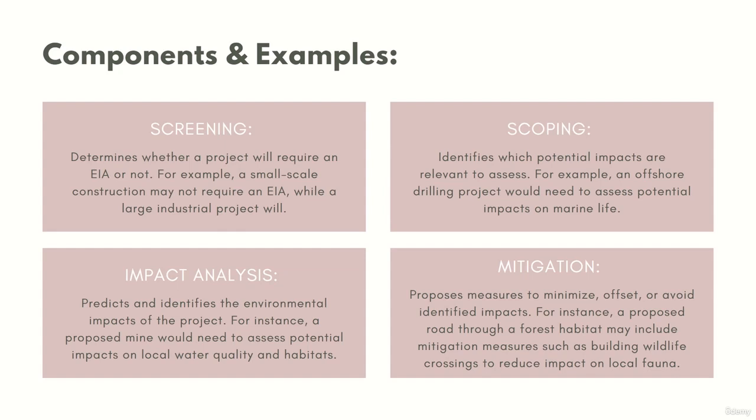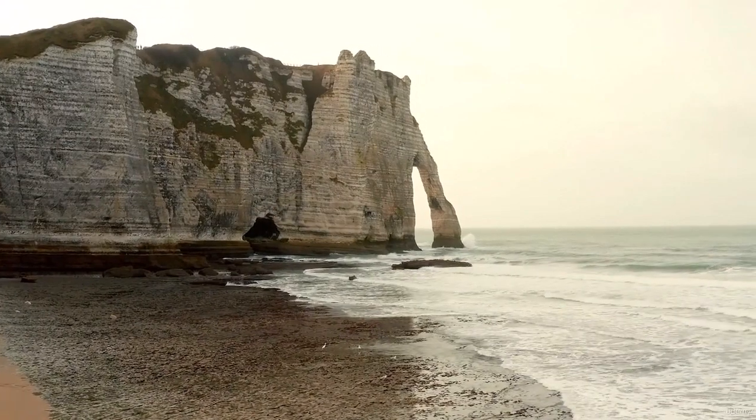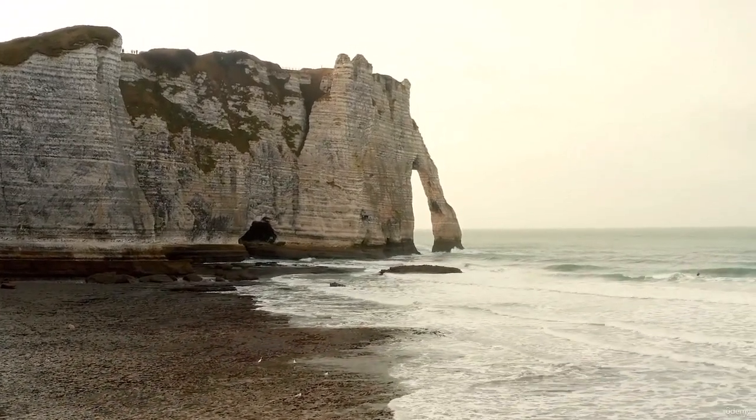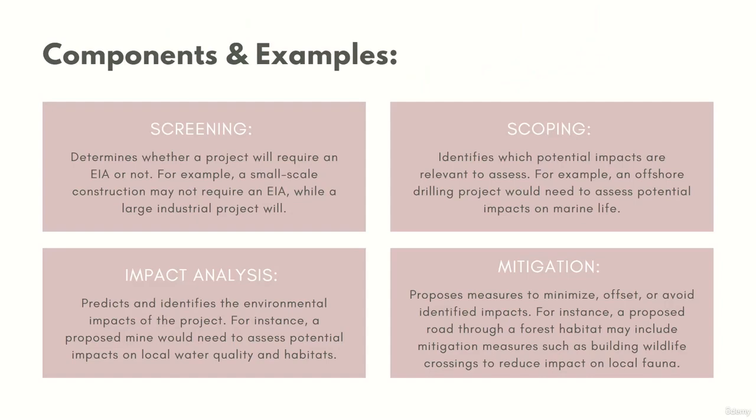Scoping identifies which potential impacts are relevant to assess. For example, an offshore drilling project would need to assess potential impact on marine life. So if any project is coming up, what is the scope of its impact on nature, on the environment? It has to be found. Impact analysis predicts and identifies the environmental impacts of the project. For instance, a proposed mine would need to assess potential impact on local water quality and habitats.